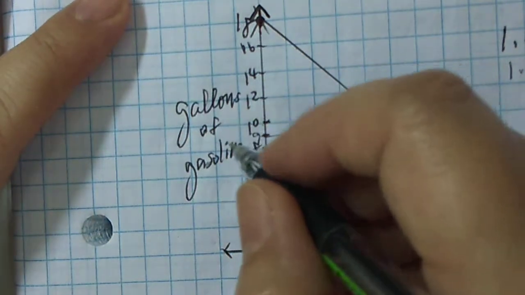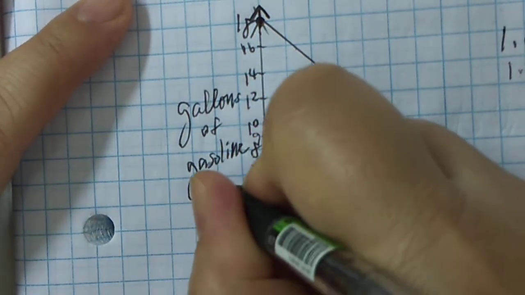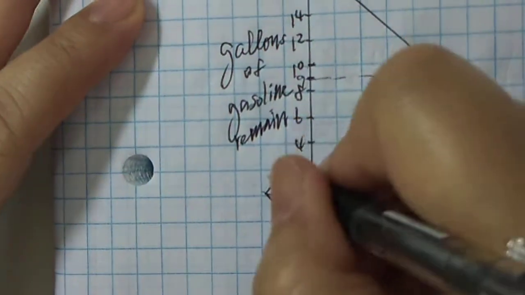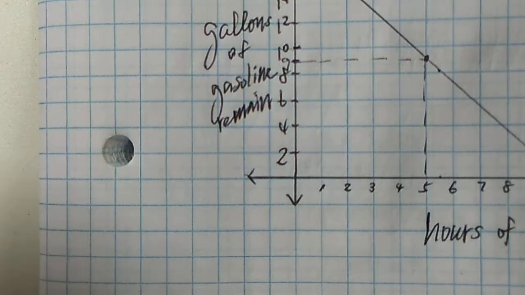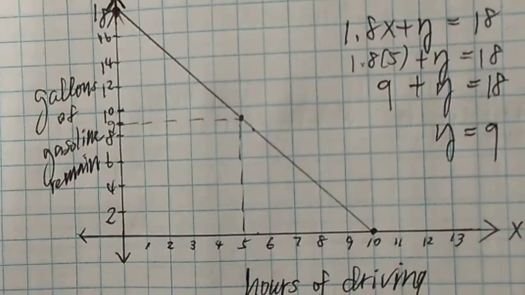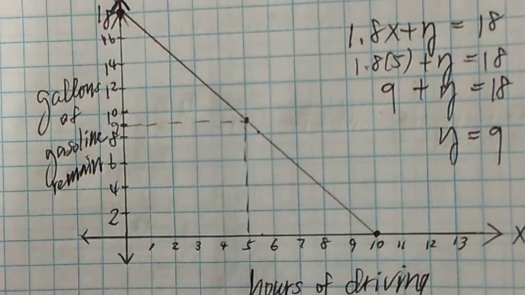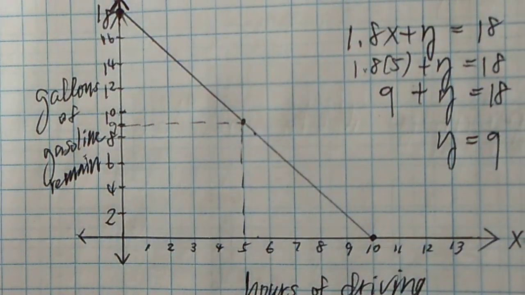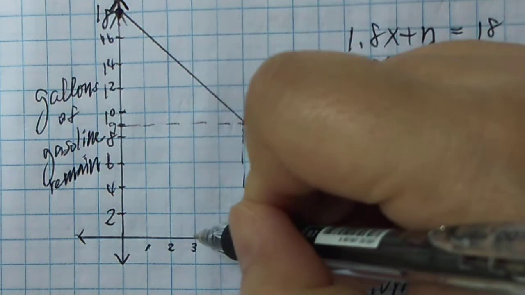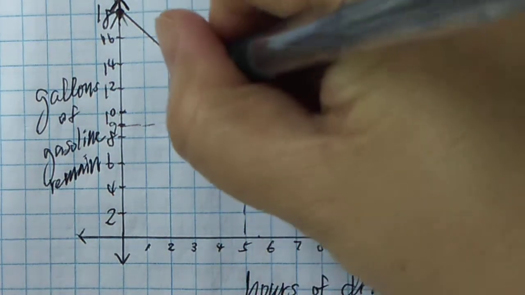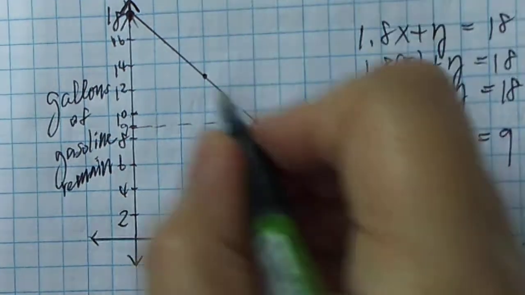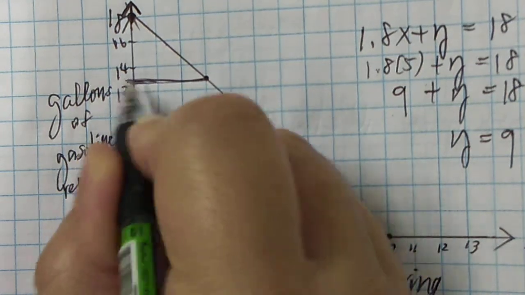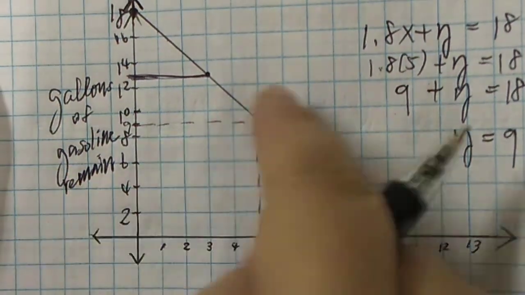So gallons of gas remaining in the car, that's what the y means. The y stands for how much is remaining in the tank. And it's represented by this line. I can pick any point here and it will tell me that piece of information about this car. So let's say I drove for 3 hours. I hit here, right? If I drive for 3 hours, I will have about 13 gallons left, around 13 gallons.